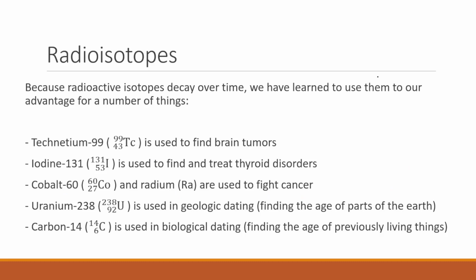Certain radioisotopes, right, certain radioactive things have uses because we know about their half-lives. The two most common that we talk about the most in science are uranium-238 and carbon-14. These are used in the dating of things, figuring out how old something is by comparing the amount of the radioisotope, the amount of the radioactive thing, to the amount of non-radioactive thing.